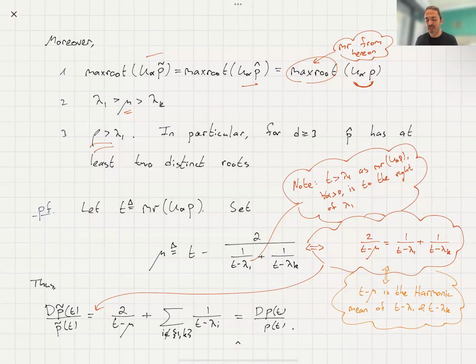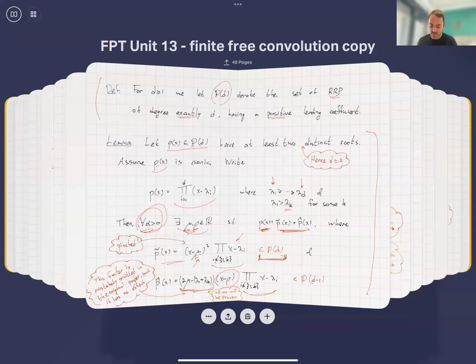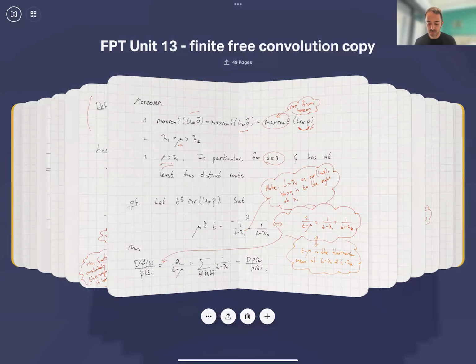In particular, note that if you started with a polynomial of degree at least 3, then P hat is going to have at least 2 distinct roots, because rho is larger than lambda 1, so it doesn't appear here. And there is at least one more root here, which may be lambda 1, but rho is larger than all roots. Because you only excluded two roots, and if the degree is 3, you started with 3 roots. So you have at least 2 roots.